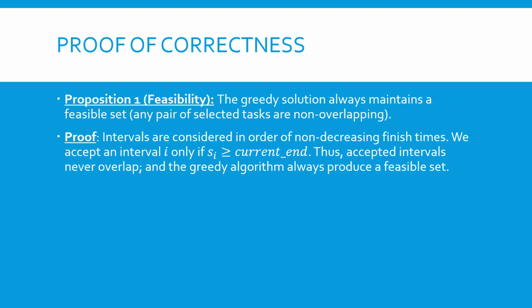First, we show that the algorithm always produces a feasible set. By design, the algorithm accepts a job only if its start time is greater than or equal to the finish time of the last accepted job. This condition guarantees that the new job does not overlap with any previously accepted jobs. Therefore, all accepted jobs are non-overlapping, and the algorithm always produces a feasible set.